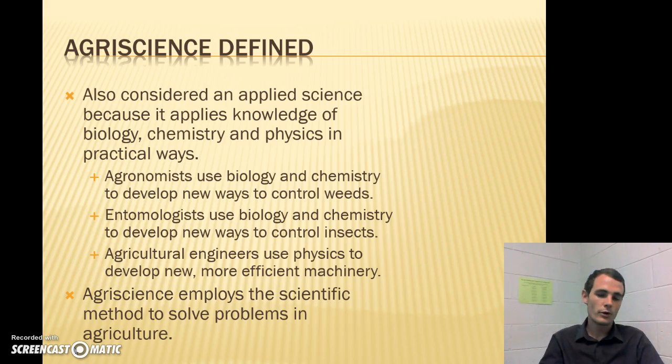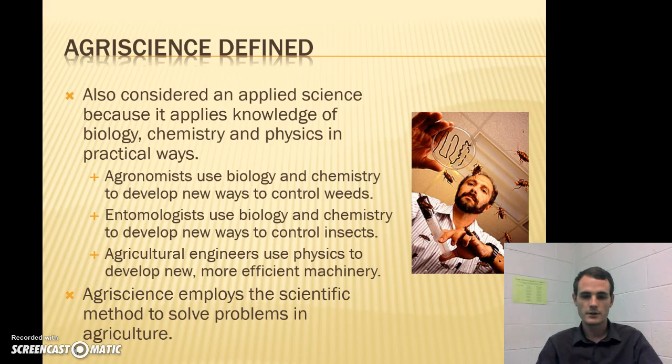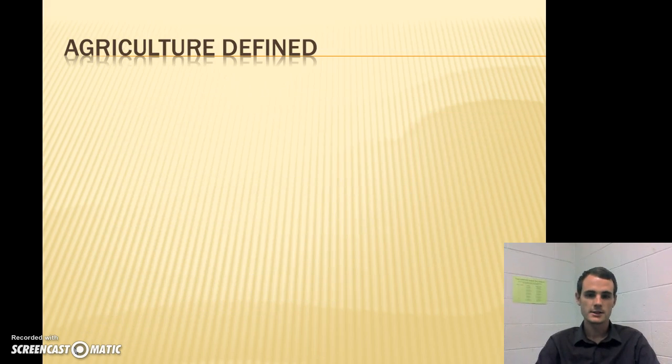And finally, it's important to understand that agriscience employs the scientific method to solve problems in agriculture. So remember that scientific method where you identify the problem and you go through a list of steps in order to come up with a solution or figure out how to overcome that problem and improve on that situation. That's the scientific method. You know, is used in agriscience every day by all careers. And there's a guy studying insects. He's an entomologist.